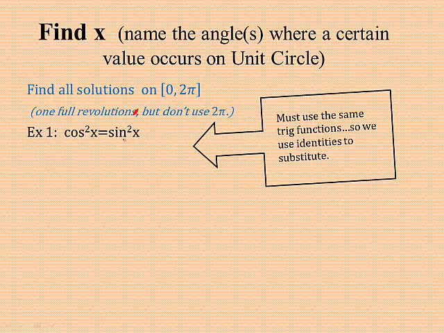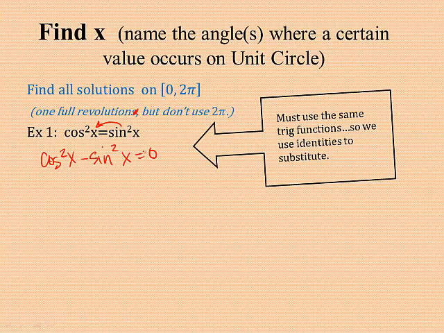Now, this is kind of what happens when you have two different trig ratios introduced in the equation. You have cosine and sine. We have to have the same trig function, otherwise we can't solve it. Okay, so what we're going to do is use our trig identities to help us do that. Now the first thing I'm going to do is move that sine over here. So I'm going to have cosine squared x minus sine squared x equals 0.